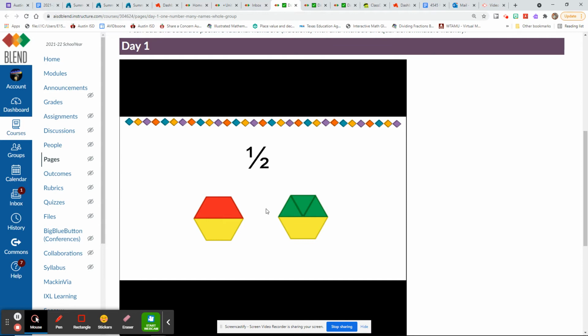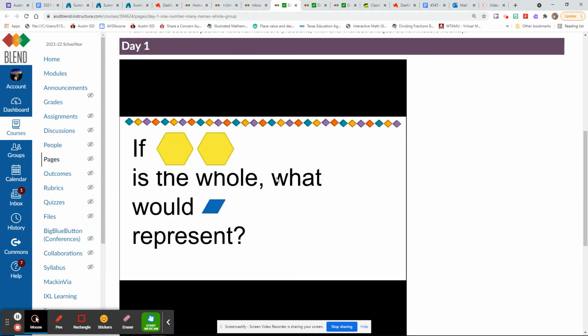So either or, using those kind of same shapes that you used back in the day, you probably built pictures with them. You can represent fractions too. So if 2 hexagons is the whole, then what would the diamond represent? So they're kind of trying to get you to think flexibly.